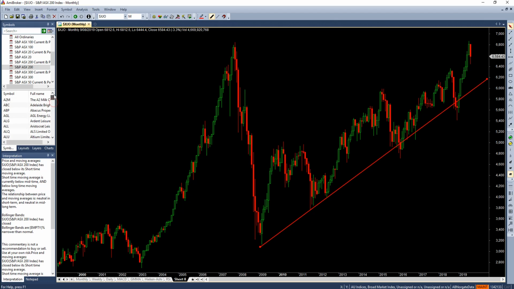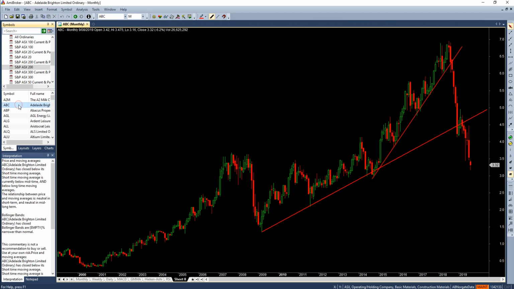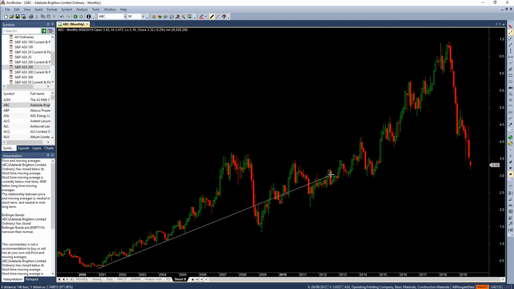Let's look at one of the stocks here. Let's say ABC. Let me remove those first. So we are looking at this stock in the monthly time frame. Let's start from the beginning here, around 2001. We've got one point here, one point here. Let's connect these two, and then I draw it out.